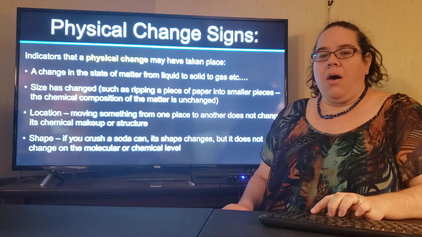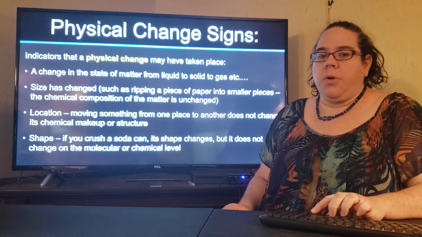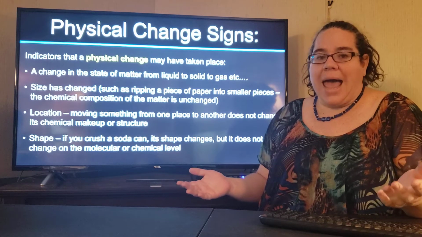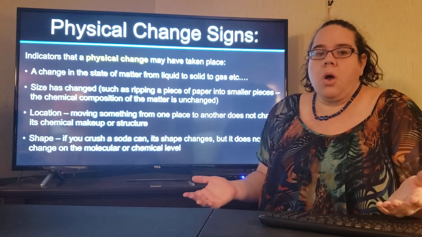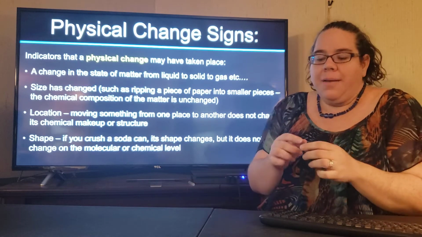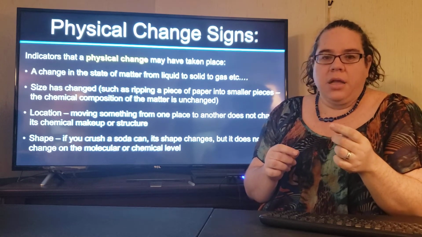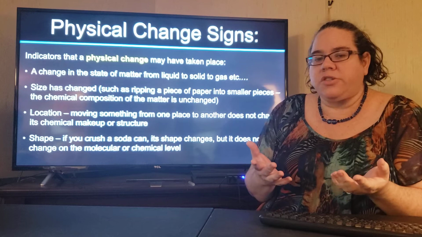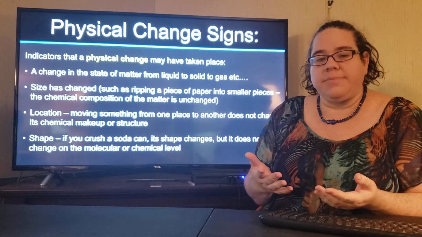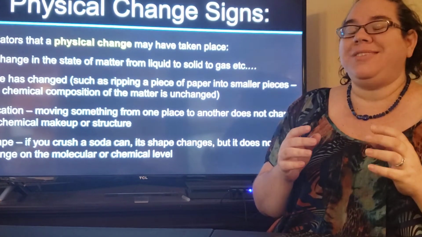So how do we know the difference between a physical and chemical change? Because let's face it, atoms are so small, there's no way that we can see them. I mean, millions of tiny atoms fit on the tip of a pencil lead. So how do we know that a change is occurring if we can't see atoms? Well, we call those signs.